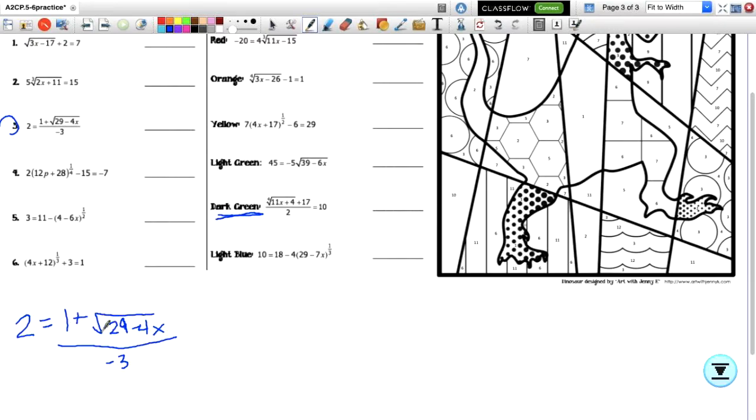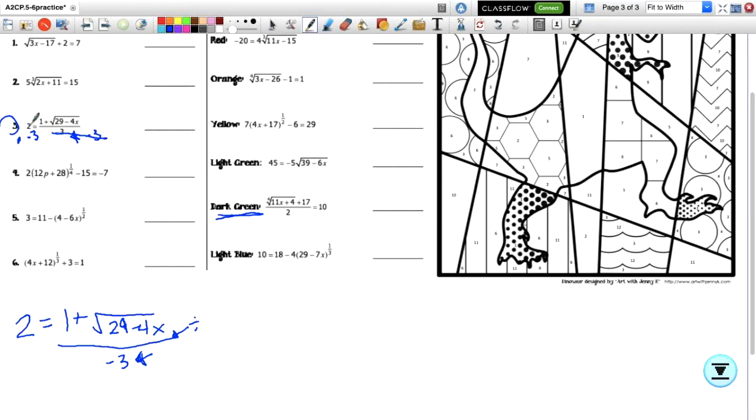I cannot get rid of this root sign until I get rid of this denominator. And that should make you feel better, because this symbol right here just means division, right? So this means divide by negative 3. My first step to get rid of this denominator is to times both sides by negative 3, because remember, when I times by something I'm dividing by, they both cancel.